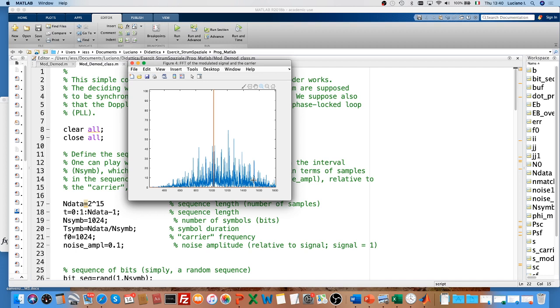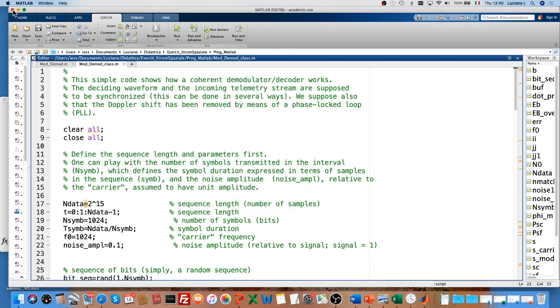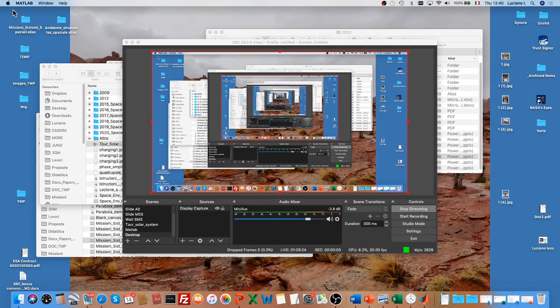Okay? So with this example, and if there are no questions, I would switch back to the slides. I hope it was instructive. So let me close Matlab if there are no questions. And I return to the slides.